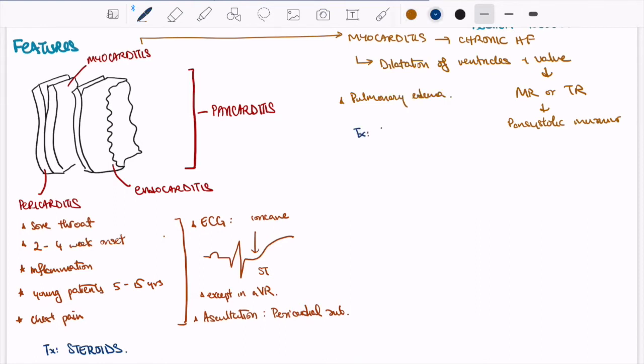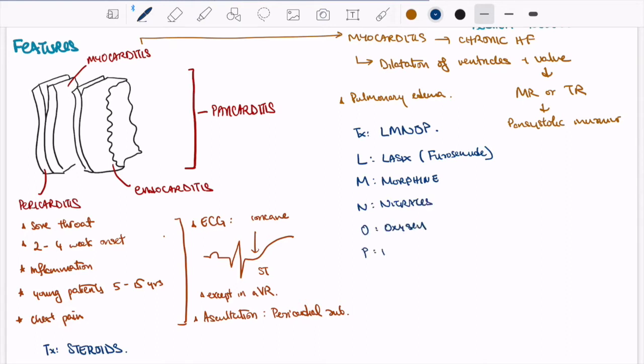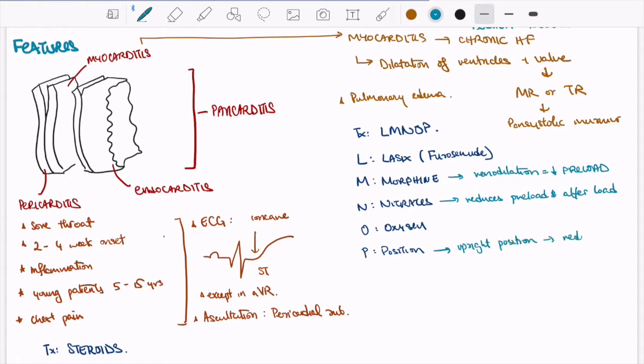Treatment is remembered with the mnemonic LMNOP. L stands for Lasix, a diuretic like furosemide. M is for morphine, N is for nitrates, O for oxygen, and P for position. Morphine vasodilates, decreasing the preload. Nitrates reduce the preload and the afterload. Oxygen is used, and an upright sitting position is kept to reduce venous return to the heart.